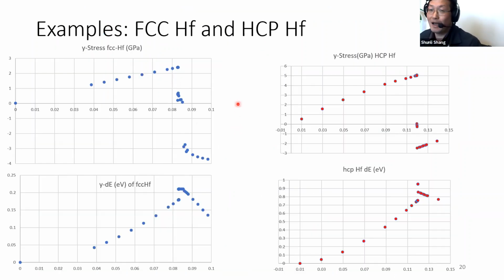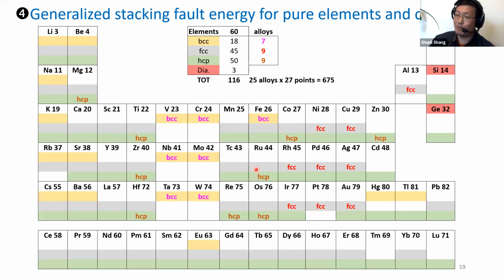Here I give two examples. One is for HCP hafnium. The other one is for BCC, FCC and HCP hafnium. Based on this curve, we can find this ideal shear stress. Based on this curve, we can get the unstable stacking fault energy. These two structures are for the FCC. The red two is for the HCP. We have all these pure elements, this result.